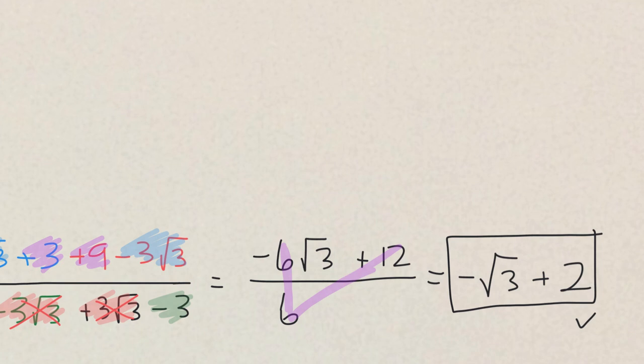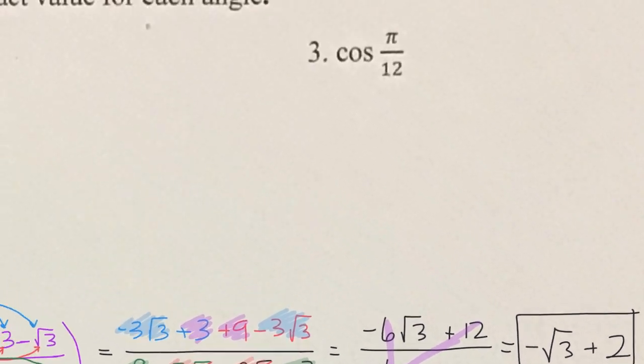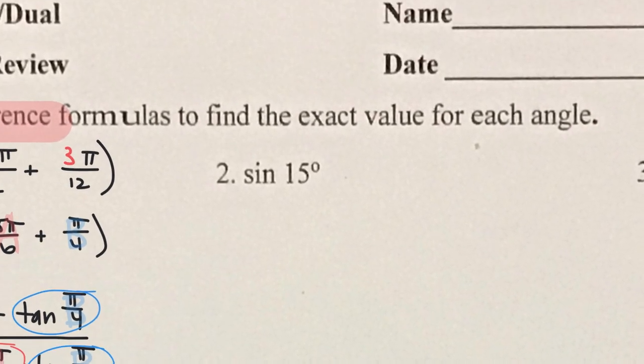So this is what your final answer looks like. Negative root 3 plus 2. Or, if you were so inclined, 2 minus root 3. That is also correct. All right, so now that we're done with the long one, let's get back to these easy ones.